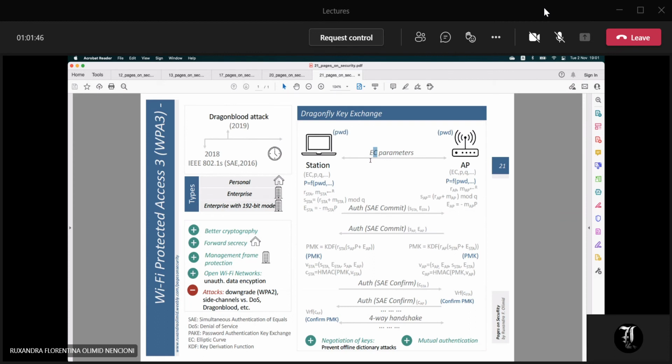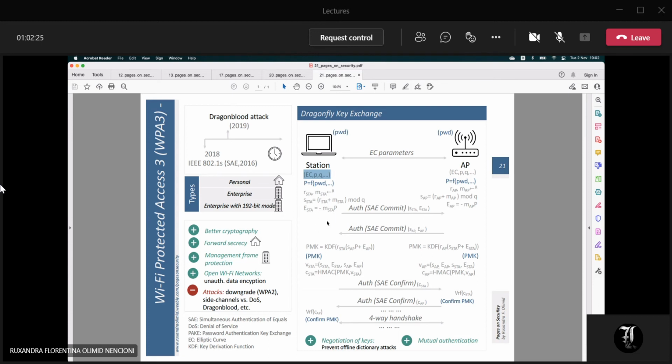And then what is happening is that both the station and the access point are selecting some random numbers. Whenever you see this arrow here with an R on top, it means it is randomly selected from some space. So the station gets two numbers, an R and an M, and the access point gets the same. And then they compute two other values, an S and an E, in the parameters, in these settings that they agreed on before.